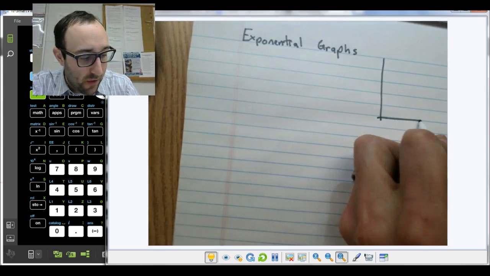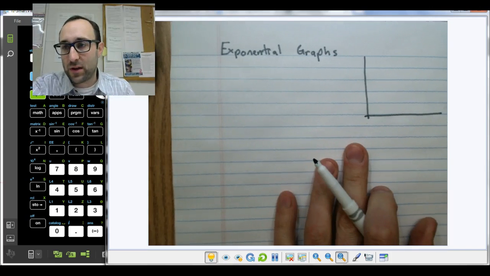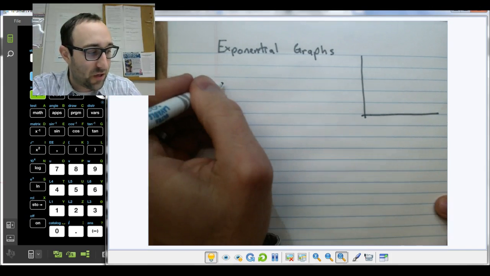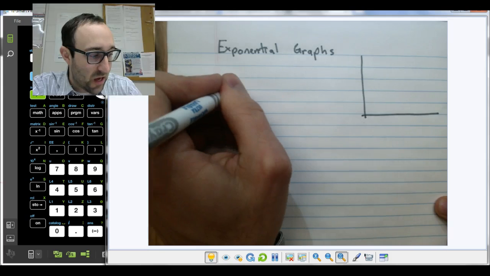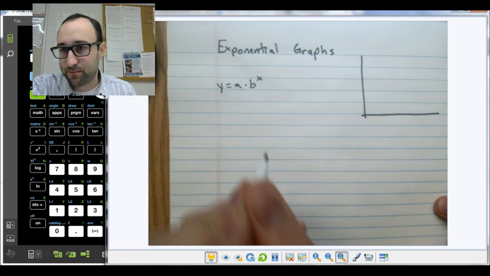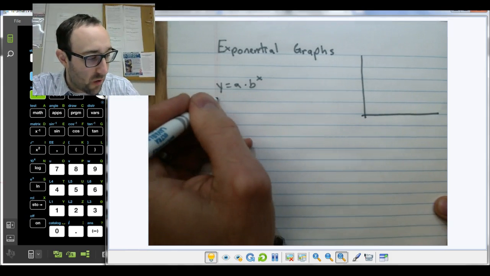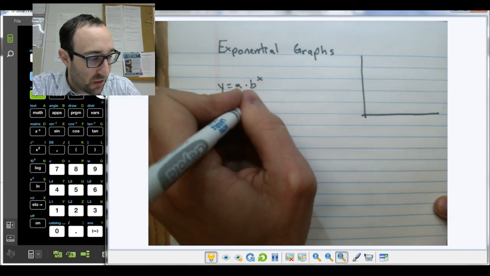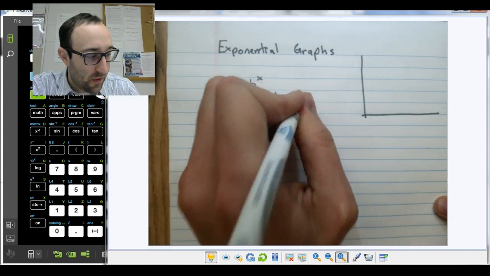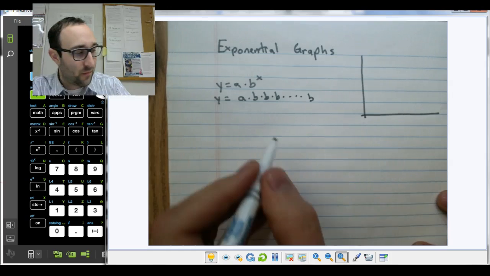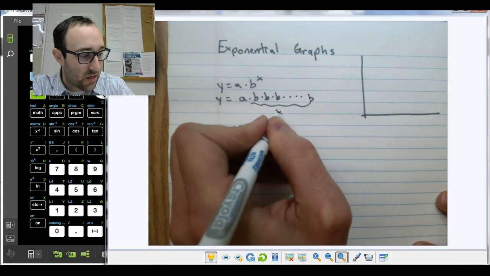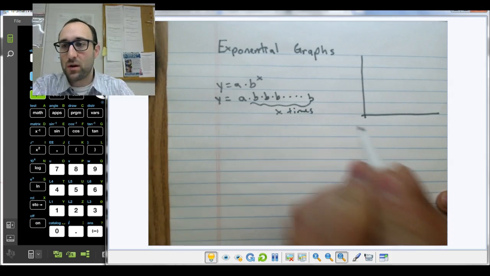What we deal with in exponential graphs is that you take y equals a times b to the x, right? So that means y equals a times b times b times b times b times b, a total of x times, right? So what we're doing is multiplying by some number.